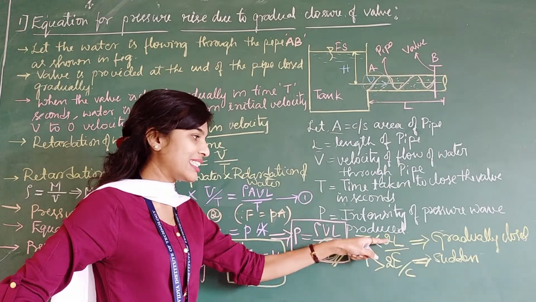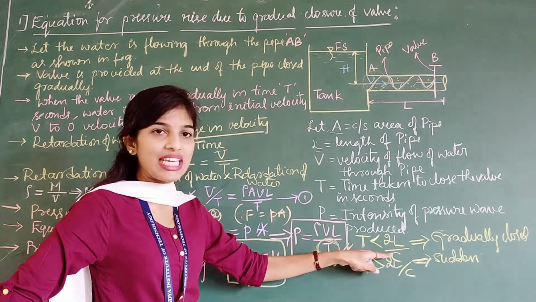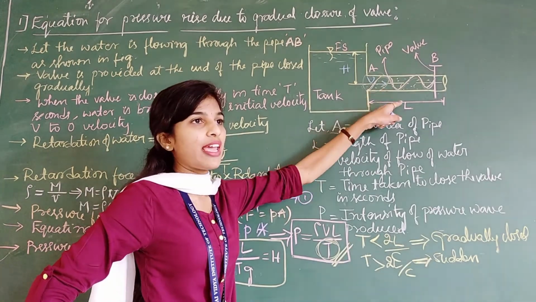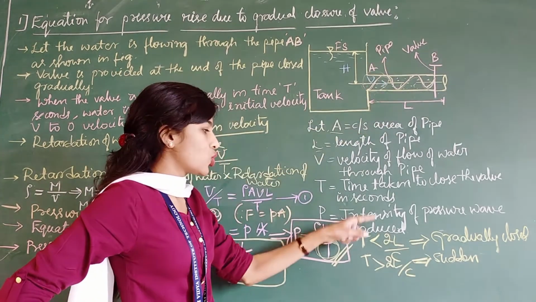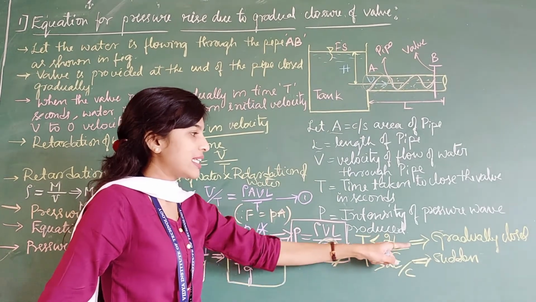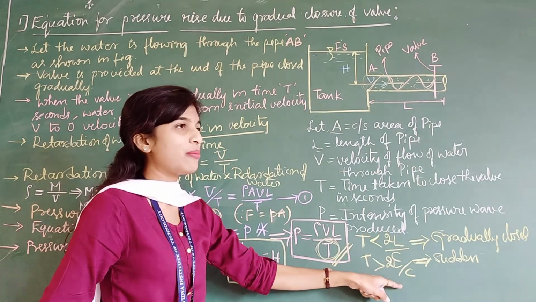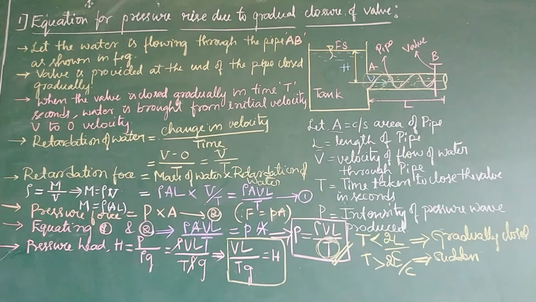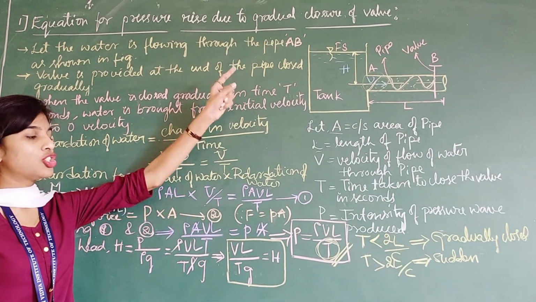If T is less than 2L by C, where L is the length of the pipe and C is the velocity of the pressure wave produced due to the closure of the valve, then the valve is said to be gradually closed. If T is more than 2L by C, then the valve is said to be suddenly closed. So this is the equation for pressure rise due to the gradual closure of the valve.